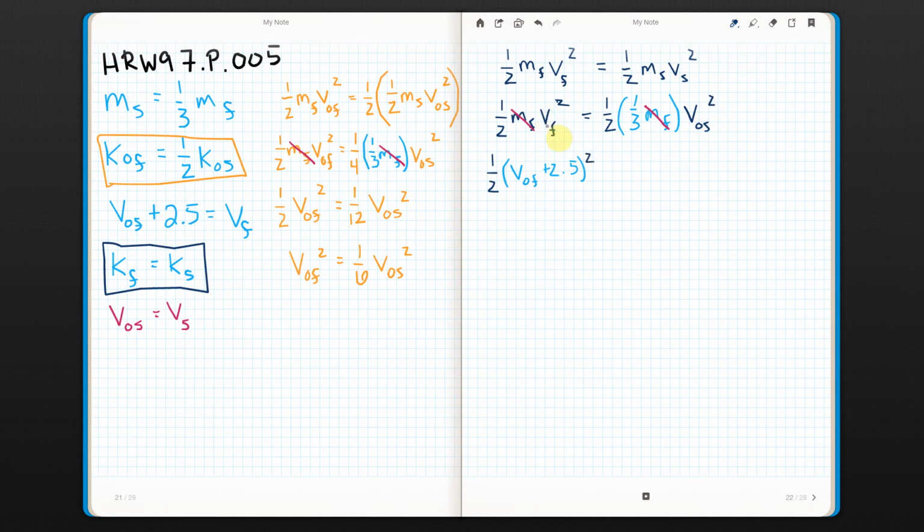So I've just replaced this with that. That's all I did. Equals 1/2. Well, oh, no, it's not 1/2 anymore, is it? I've got 1/2 times 1/3. That's 1/6.